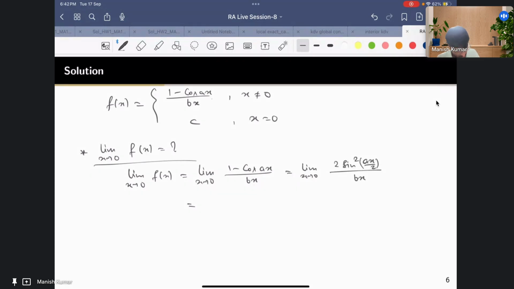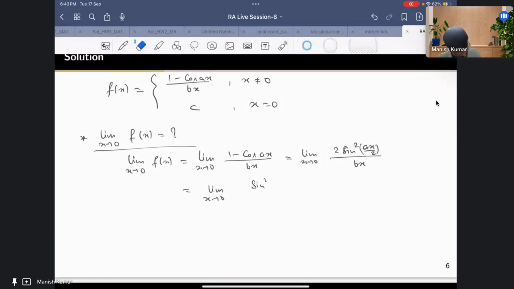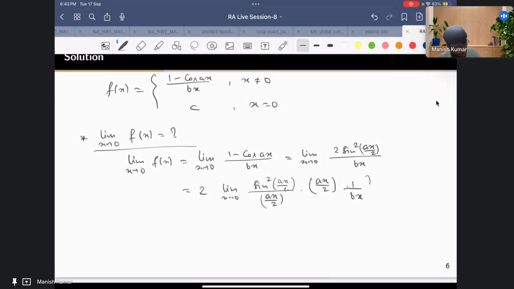Again, this does not make sense yet. So what I'll do is take 2 outside. Limit x going to 0, sine square ax by 2. Then I'll divide by ax by 2, and multiply by ax by 2 since I've divided it, and then I'll have 1 by bx. This is what I have.